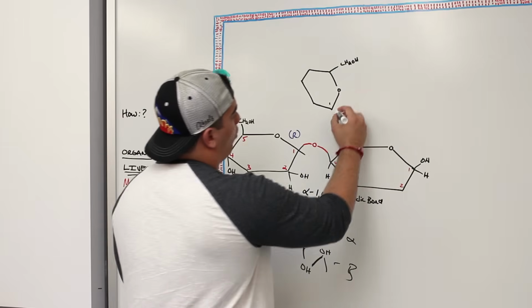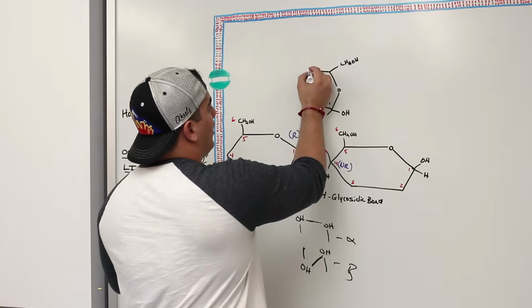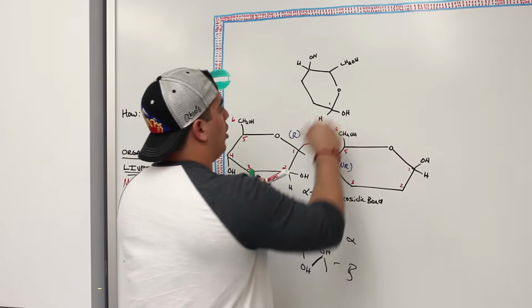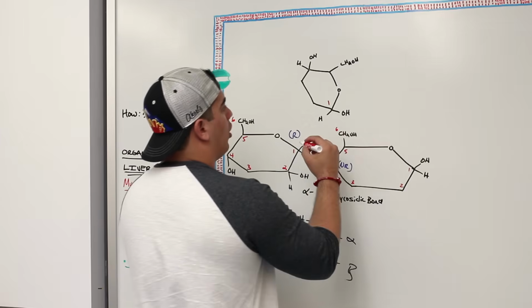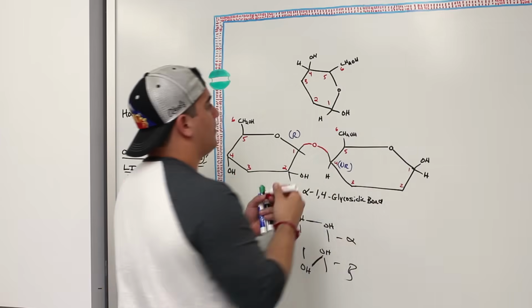And again, what's coming off of the 1 carbon? It's going to have an OH and an H here. And then over here, I'm going to have an OH and an H. And just again, to denote our carbons, what is this carbon here? This is specifically the 1 carbon. This is 2, 3, 4, 5, 6.